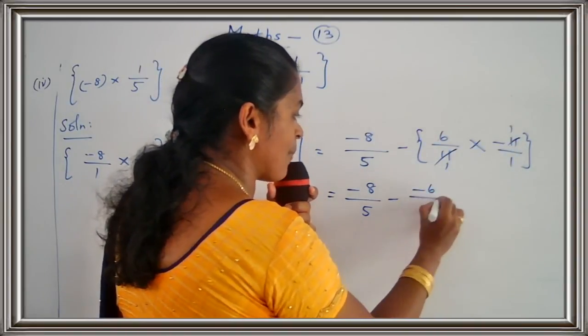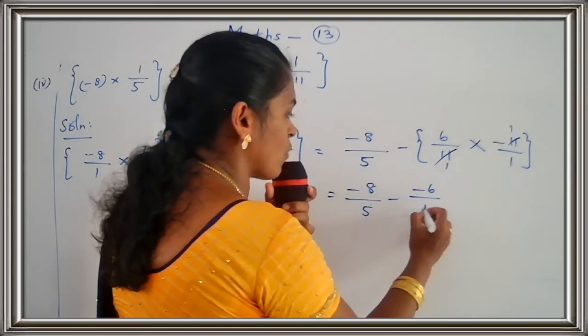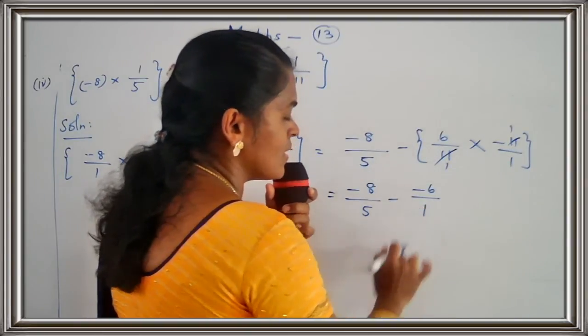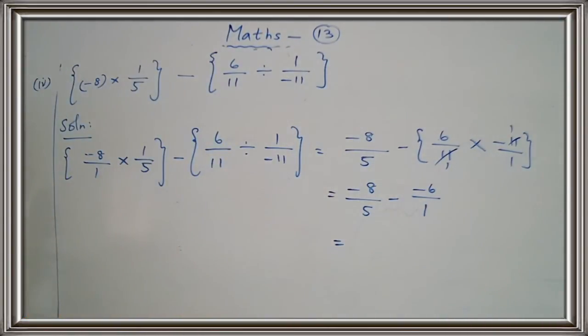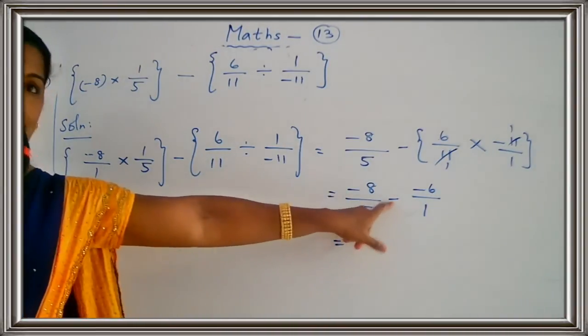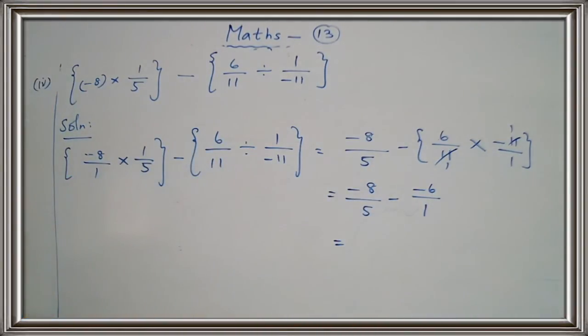Okay. So minus 8 upon 5. Now minus sign, so now you convert into plus. When the minus sign becomes plus, you put the additive inverse. So what is the additive inverse of minus 6 upon 1? 6 upon 1 is equal to minus 6 only. So what is the additive inverse of minus 6? Plus 6. Okay children. Plus 6 upon 1. So the additive inverse of minus 6 upon 1 is equal to plus 6 upon 1.